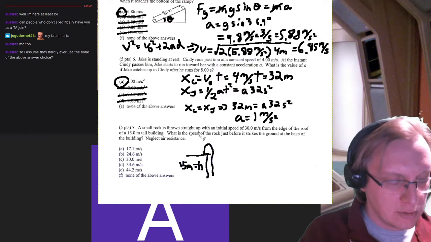H is 15 meters. Initial speed, Control Z, going up.